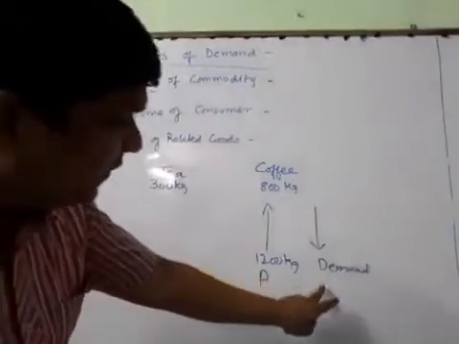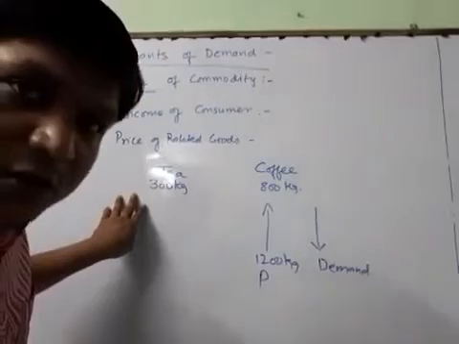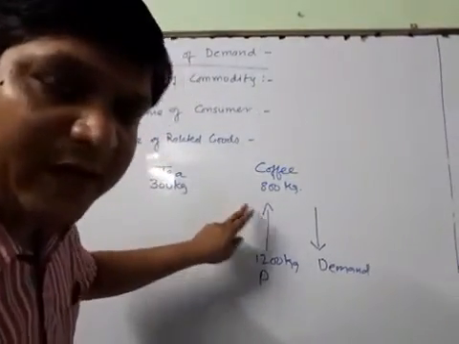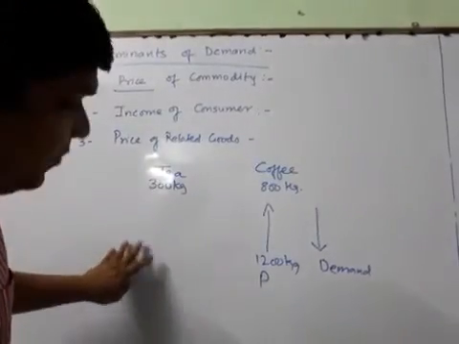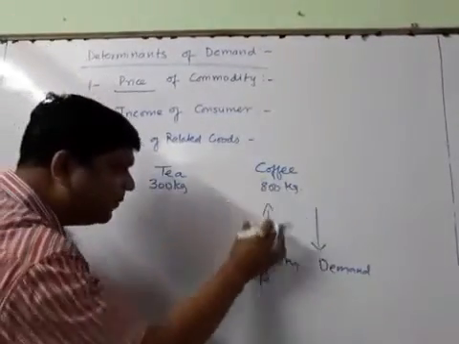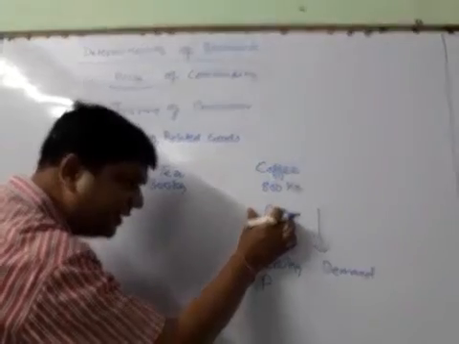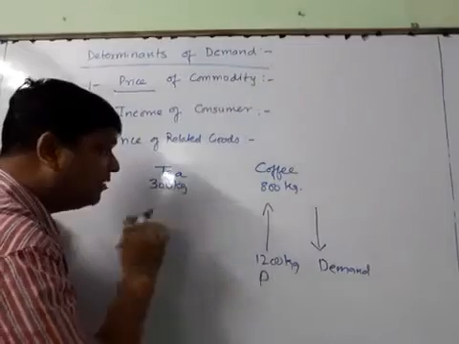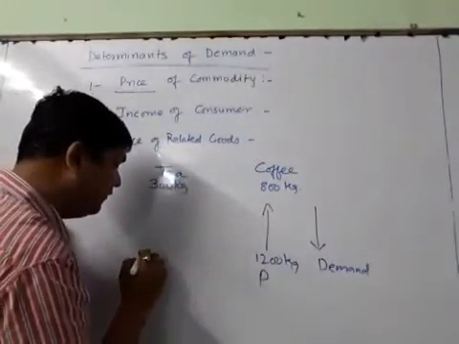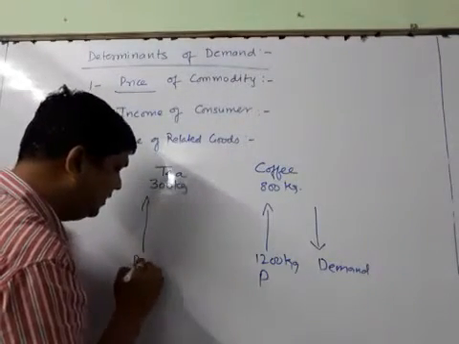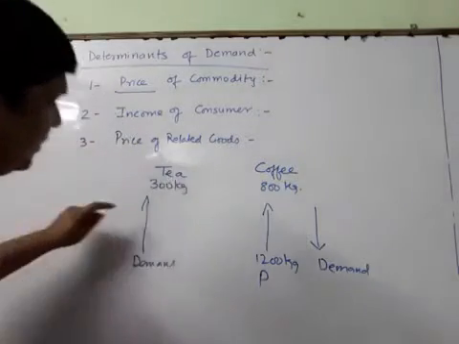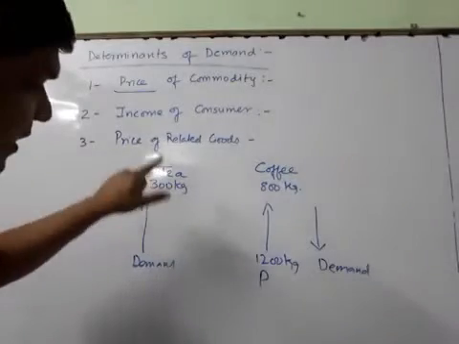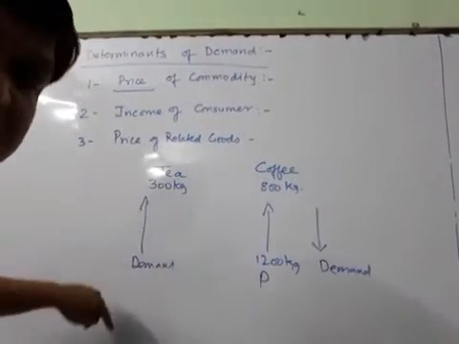But it will affect the demand for tea also. An increase in the price of coffee will affect the demand for tea also. What kind of effect? As the price of coffee increases, the demand for coffee decreases. It's true. But what will happen to tea? The demand for tea will increase. Children, there is no change in the price of tea, but still the demand of tea is increasing.